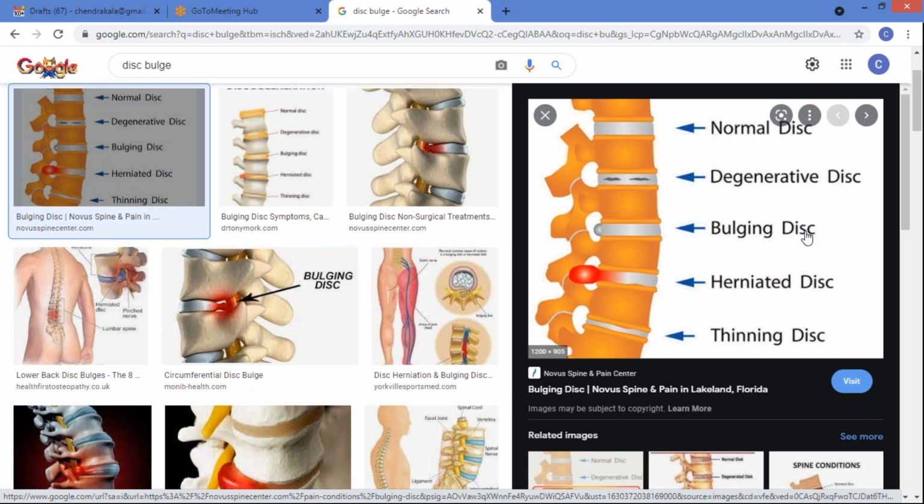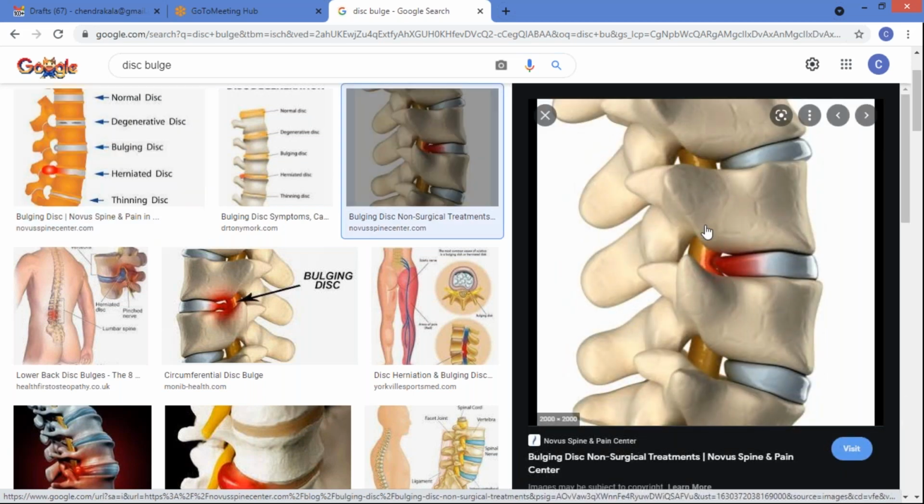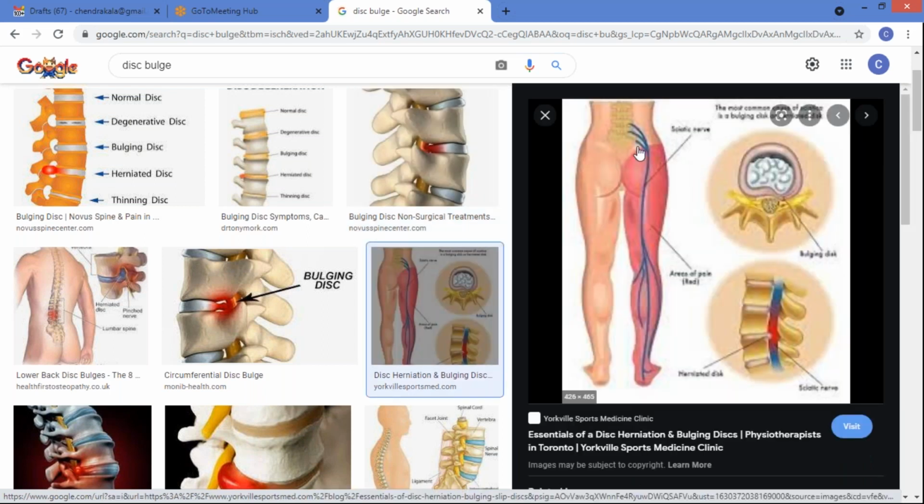What happens when the disc herniates? It will compress the spinal nerves like this. There is a nerve you can see. It will compress this nerve, and the compressed nerve gets irritated and causes severe back pain and leg pain. Not only lower back pain, even leg pain is there. You can see the complete portion will be affected, the red color portion.